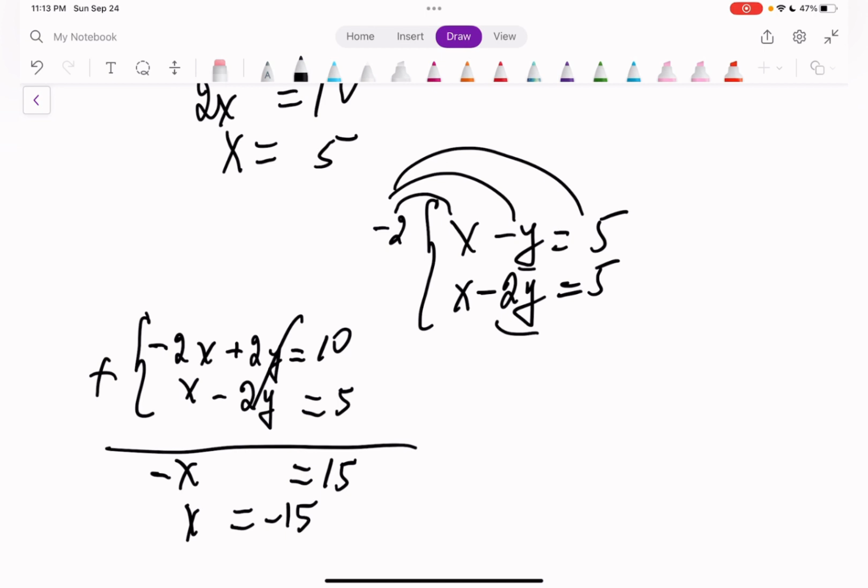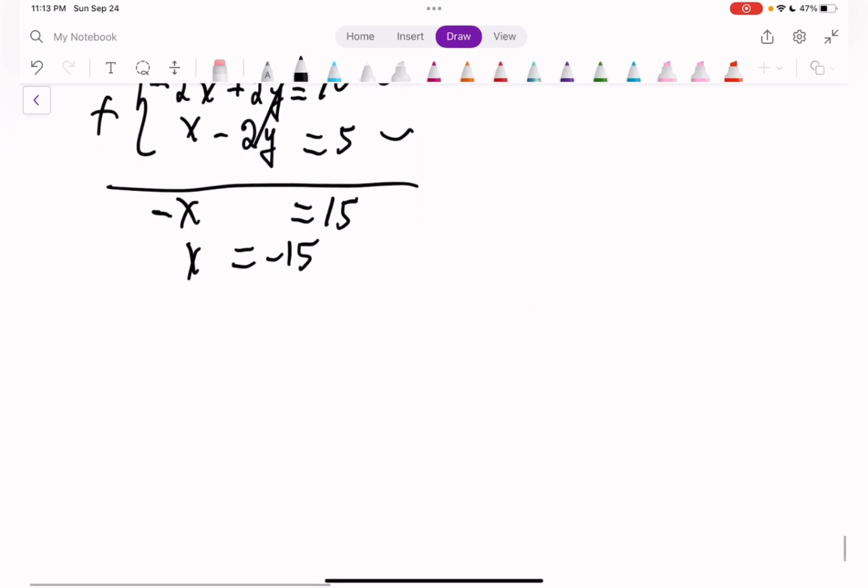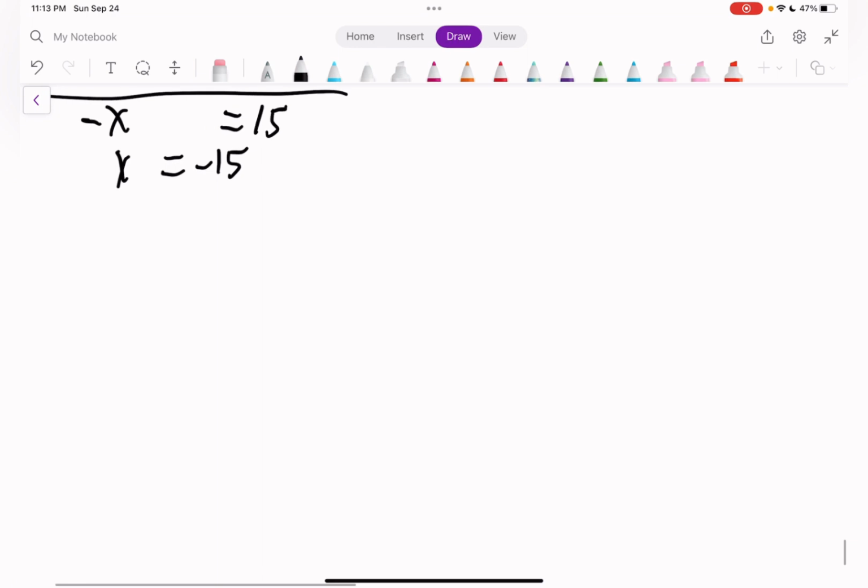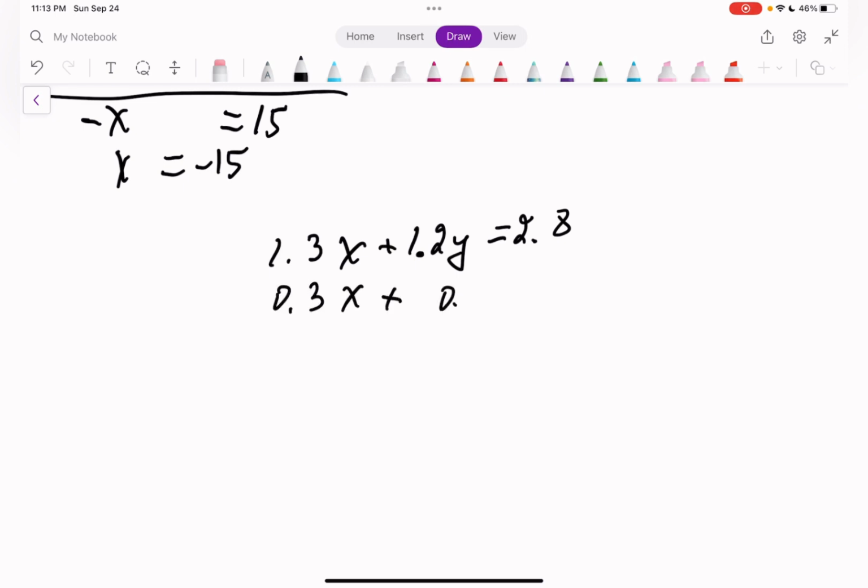Okay, and then you take this x, plug it either here or here, and find y from there. So let me solve here, see what we have. I'm going to write down 1.3x plus 1.2y is equal to 2.8, and then 0.3x plus 0.2y equals 0.8. Look what is interesting.